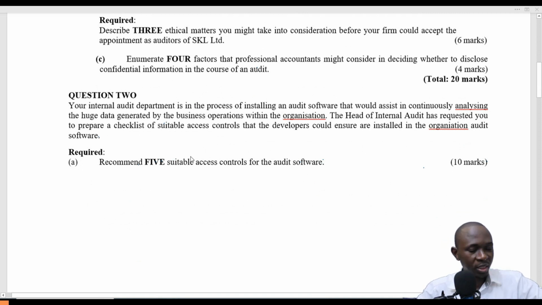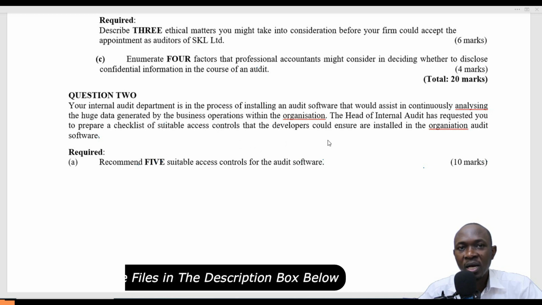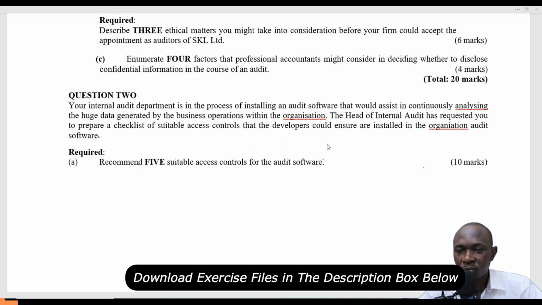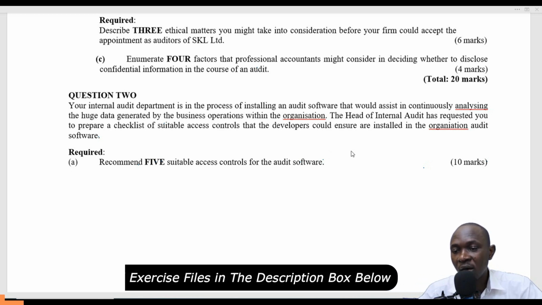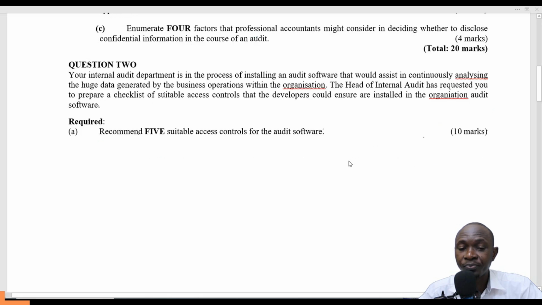Question 2 of the first paper. Your internal audit department is in the process of installing an audit software that will assist in continuously analyzing the huge data generated by the business operations within the organization. The head of internal audit has requested you to prepare a checklist of suitable access controls that the developers could ensure are installed in the organization audit software.